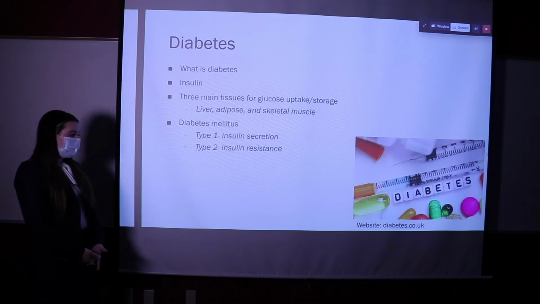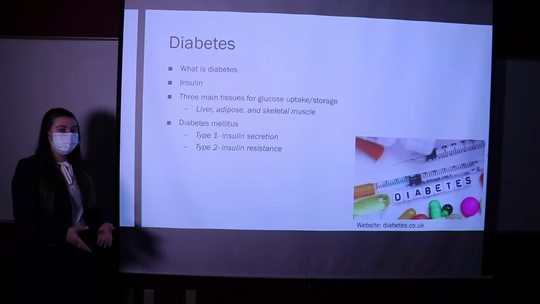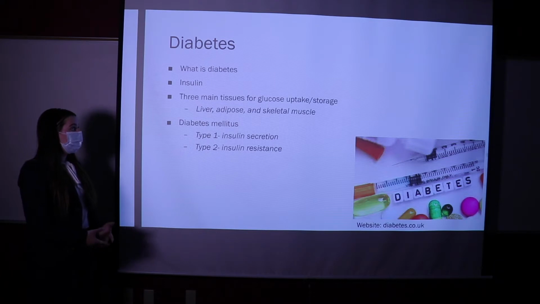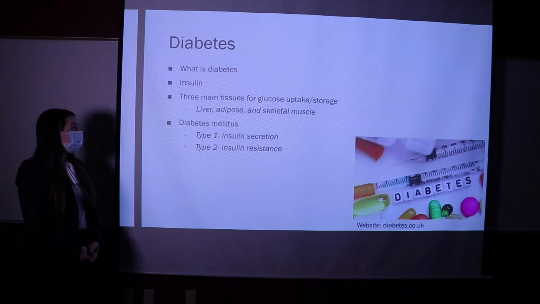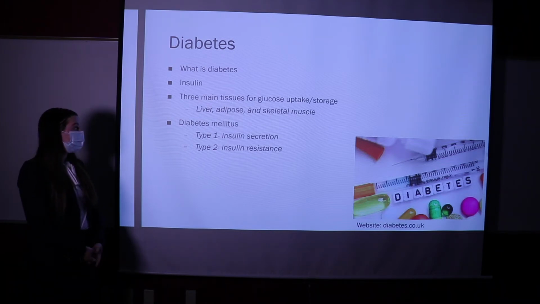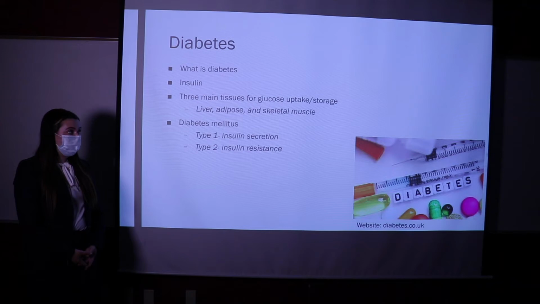So what is diabetes? Diabetes is a disease involving controlling the amount of glucose levels within the blood, and the blood glucose levels are too high. And insulin is the main hormone for regulating the amount of glucose within the blood and making sure that the glucose in the blood is low. There are three main tissues for glucose uptake and storage. That is the liver, adipose or fat tissue, and skeletal muscle.